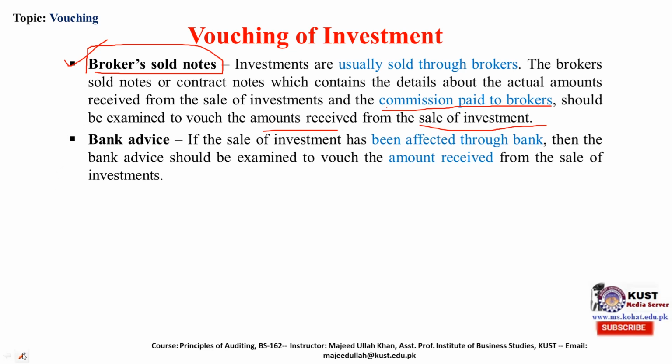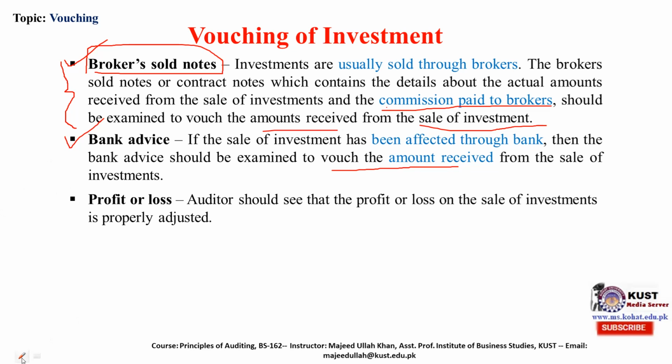The second document that is useful for the auditor in conducting the audit is the bank advice. If a sale of investment has been effected through the bank, then the bank advice should be examined to vouch the amount received from the sale of investment. So the broker's sold note and the bank advice should be cross-checked by the auditor in order to confirm the amount received from investment.